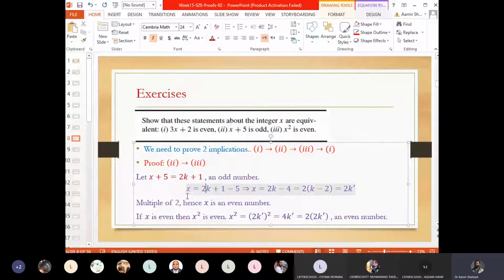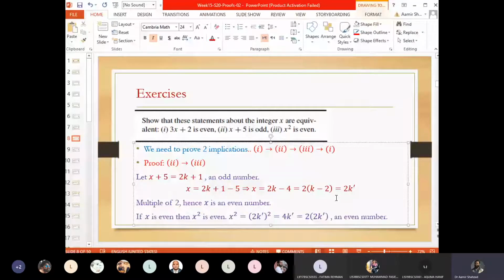We have x plus 5, and from here we can get x. x is equal to 2k plus 1 minus 5. The 5 we take to the other side of the equality, so it becomes 2k plus 1 minus 5. Plus 1 minus 5 is minus 4, so x is equal to 2k minus 4. We can take 2 common, so it's 2 times k minus 2. So it's a multiple of 2. I write k minus 2 as k prime, so x is equal to 2 times k prime. It's a multiple of 2, so we can say x is an even number.